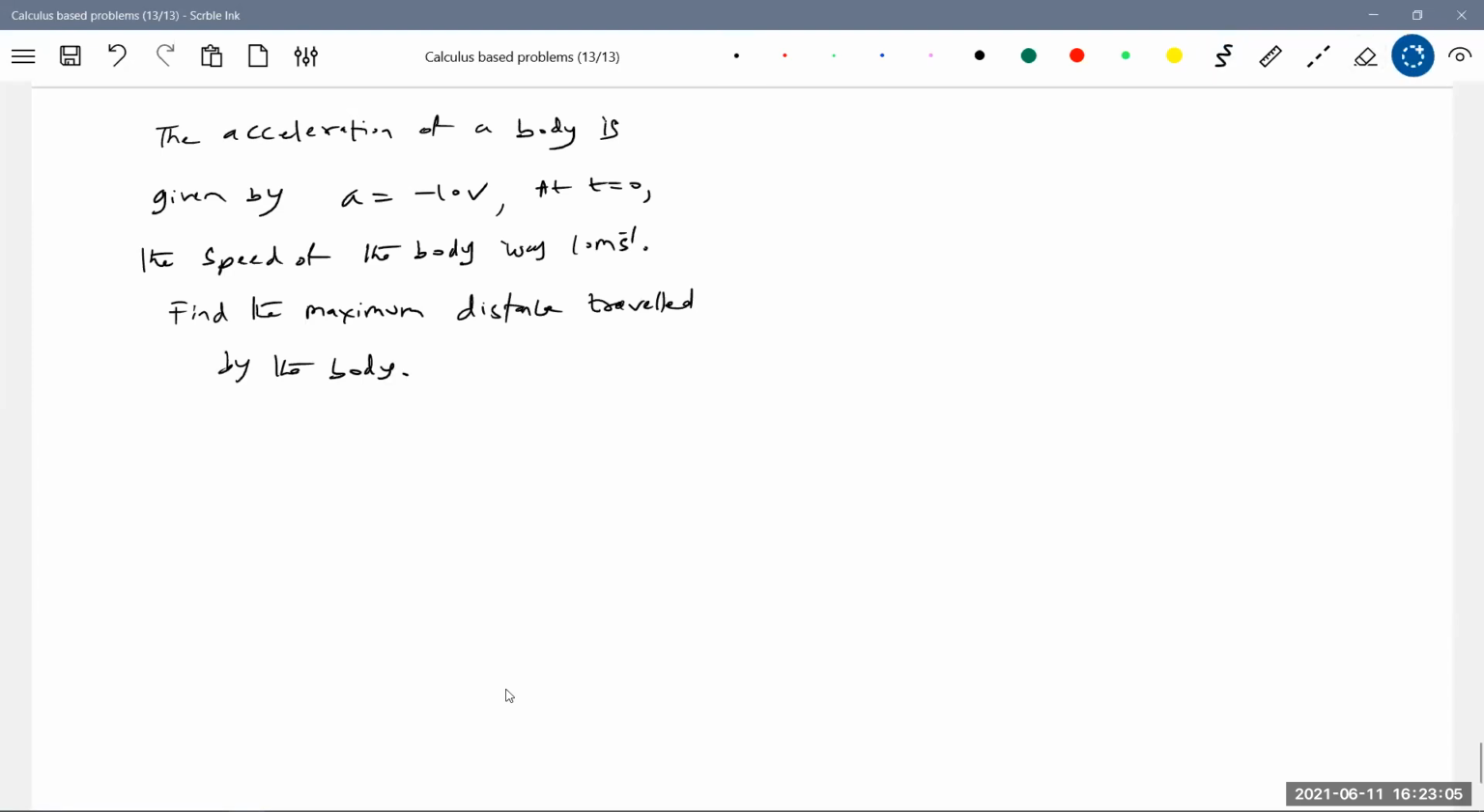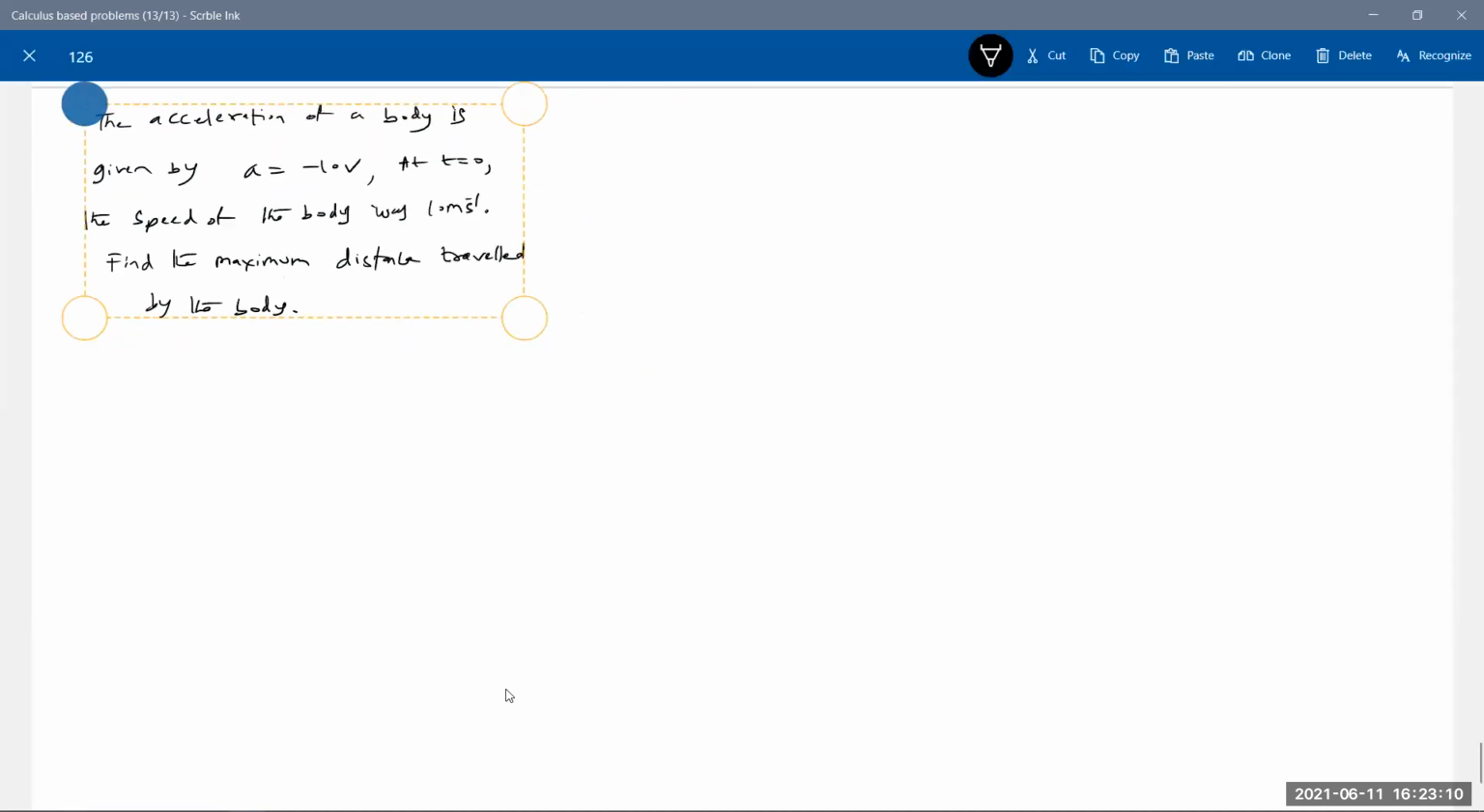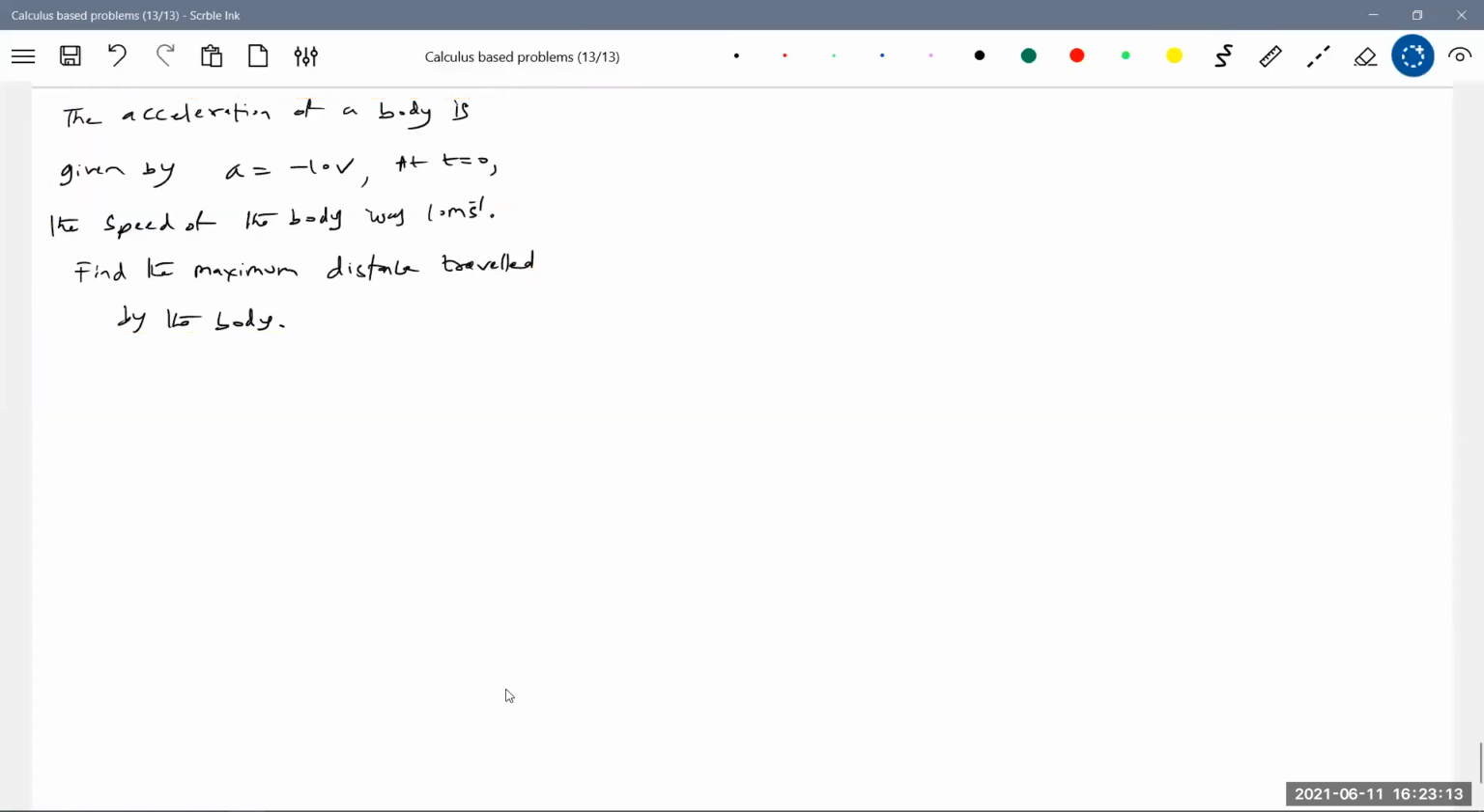Look at that negative sign. What do you mean by that? It's like a retardation, but still I'm writing acceleration. A equal to minus 10v. What is the question? Find the maximum distance traveled. First of all, to get the distance traveled, we need speed, so I'll start with this one.